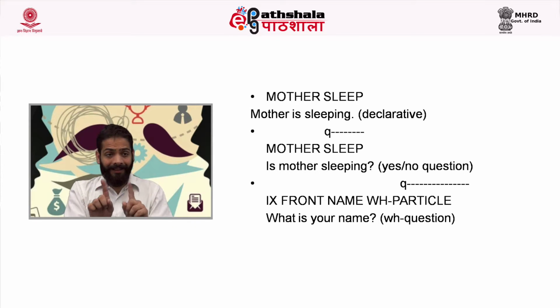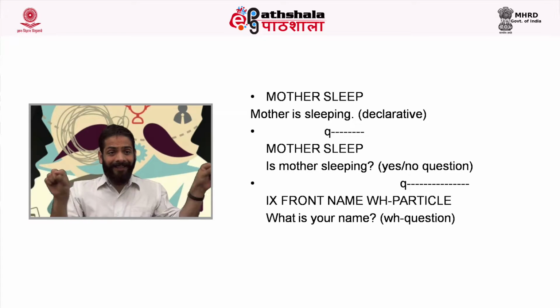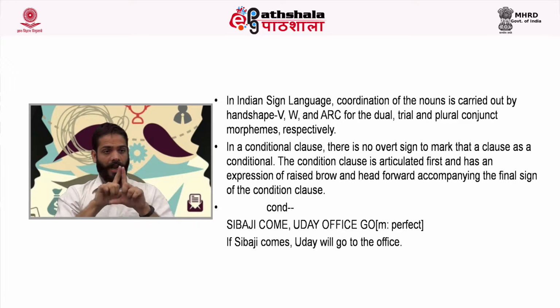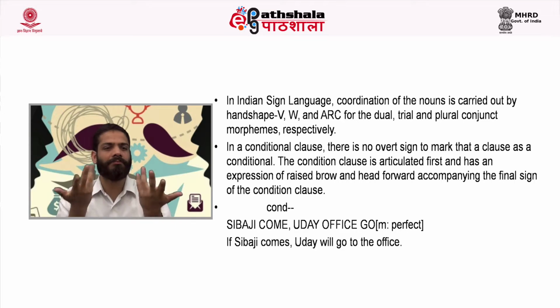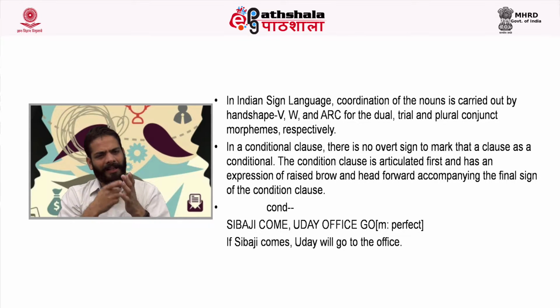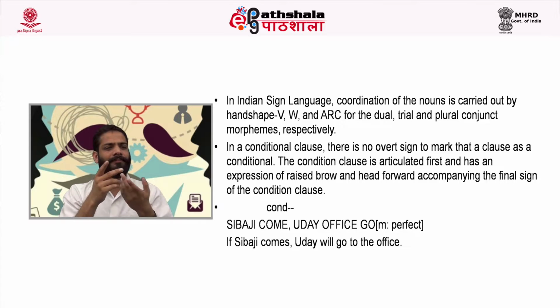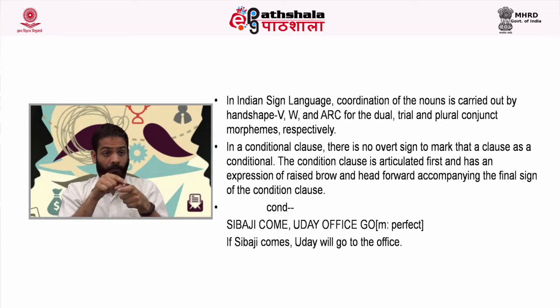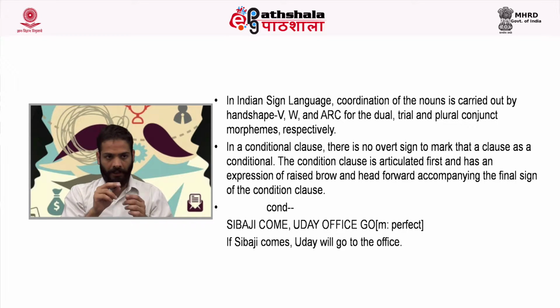In Indian Sign Language, coordination of the nouns is carried out by handshape V, W and arc for the dual, trial and plural conjunct morphemes respectively. The conjunct morpheme immediately follows the nouns to be conjuncted. The sentential coordination is carried out by the articulation of the two sentences with a sentence break, as shown by the long pause.